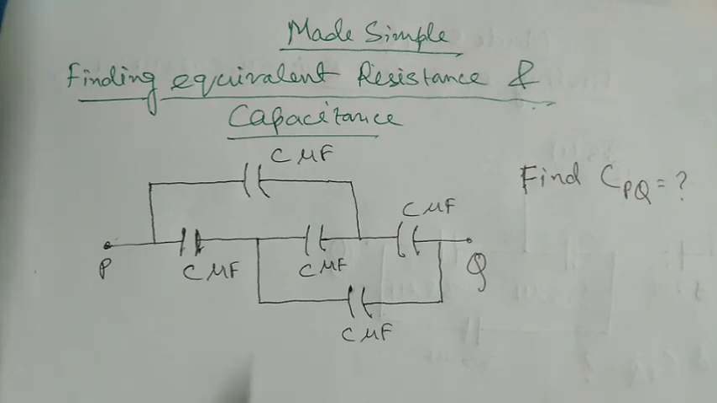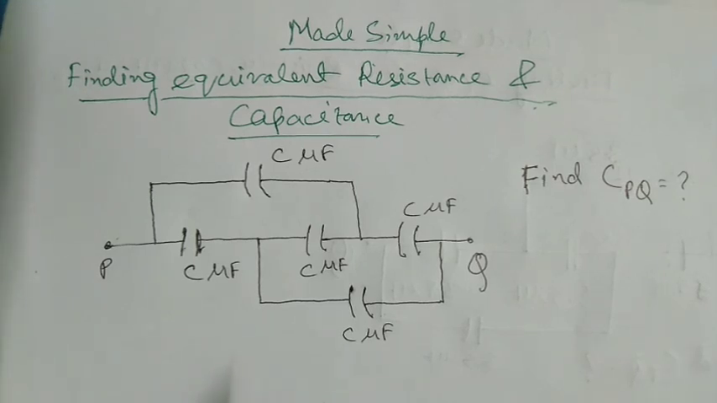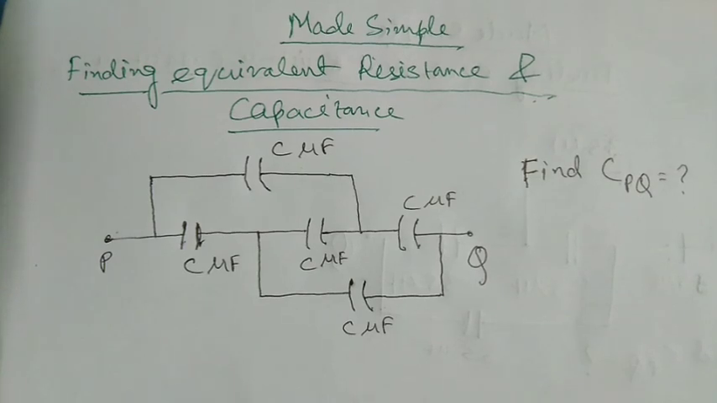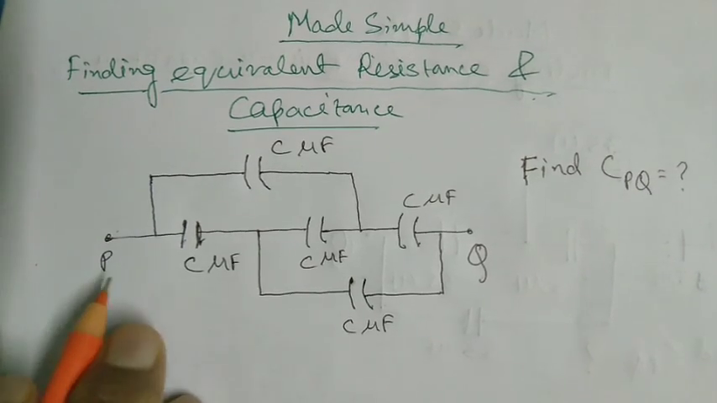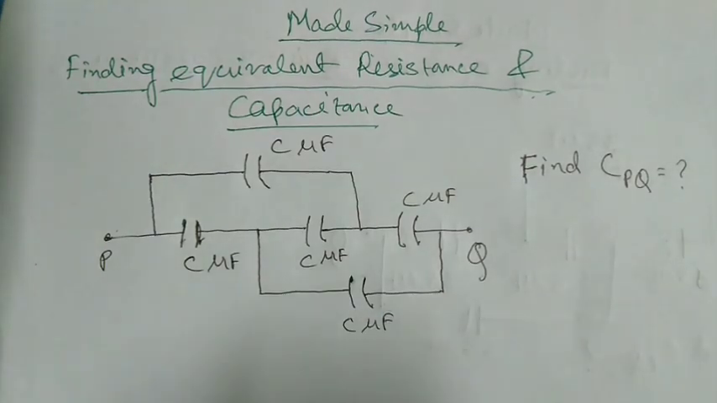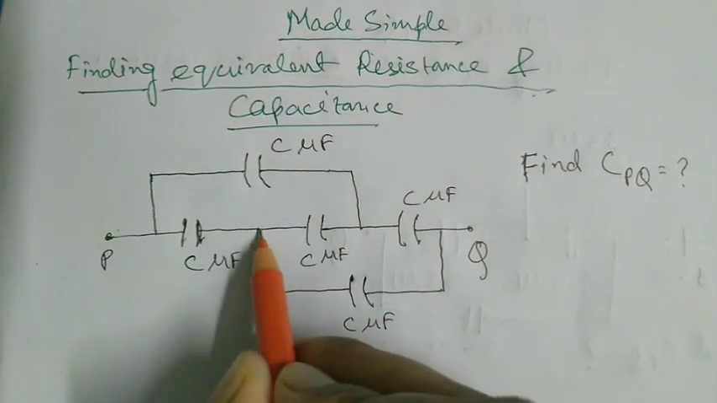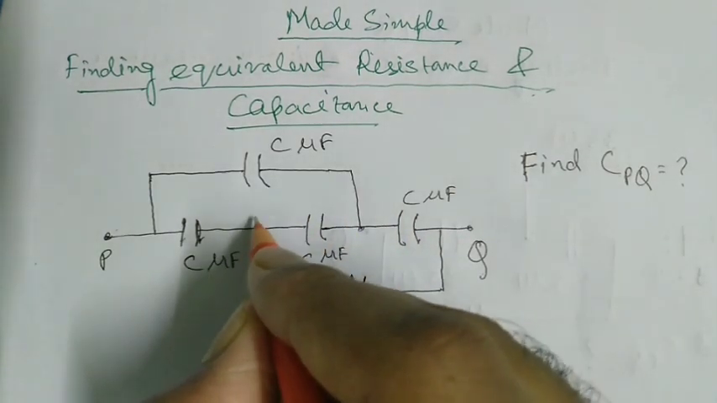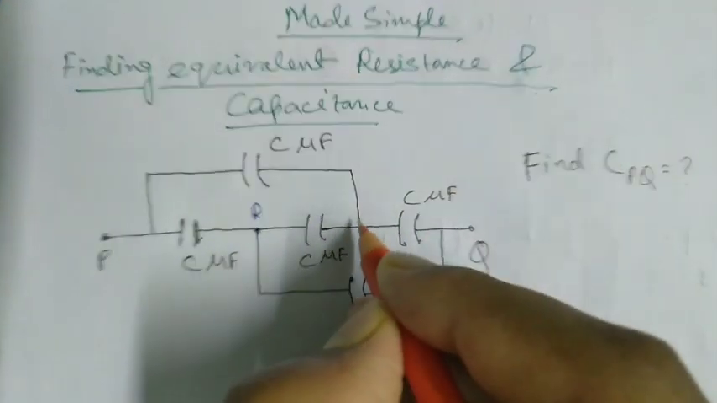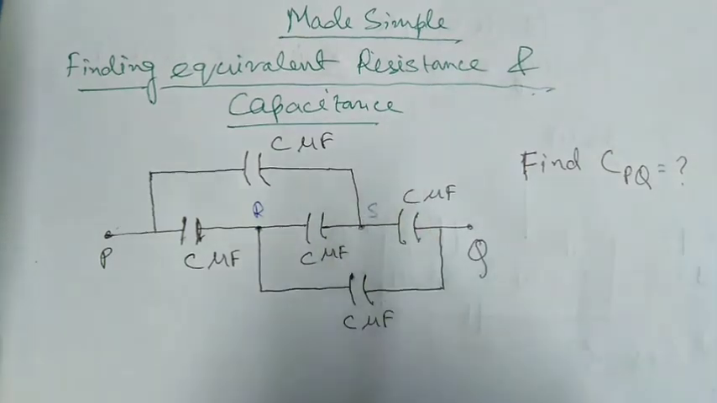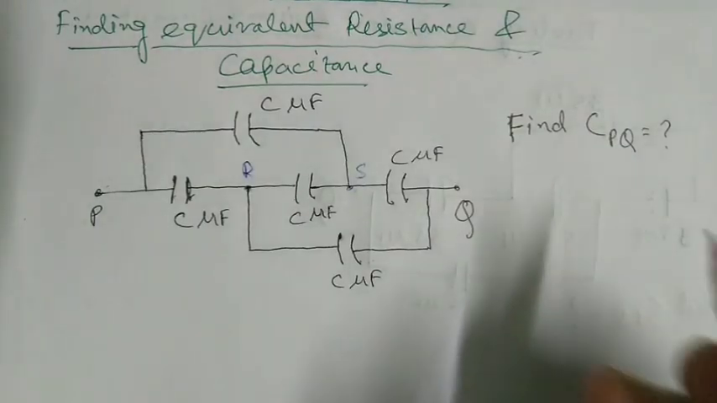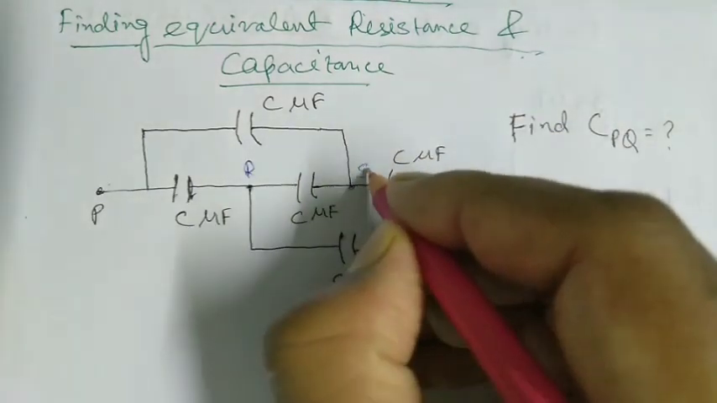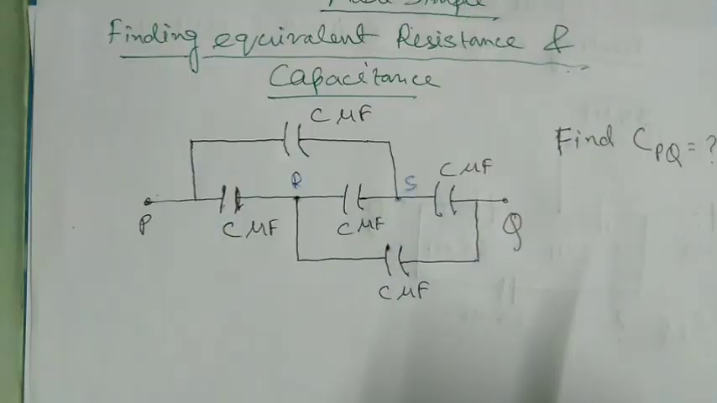How to find this? There is one approach to solve this type of question. First, you should do one thing: name all the nodes. Here, 2 nodes are already named, so the other 2 nodes are this and this. So name this node as R and name this node as S.